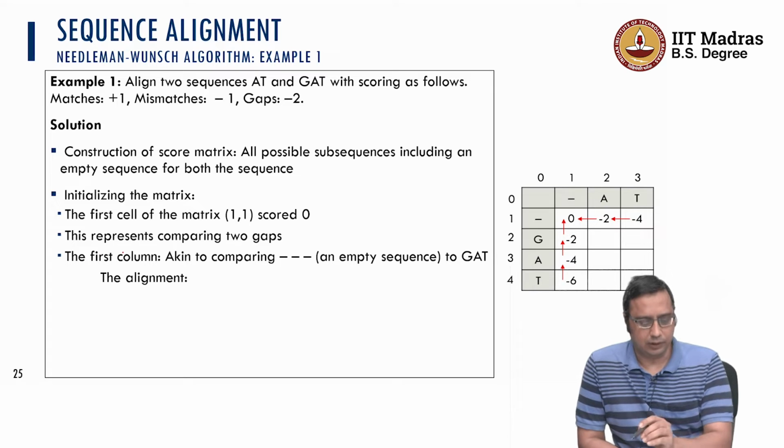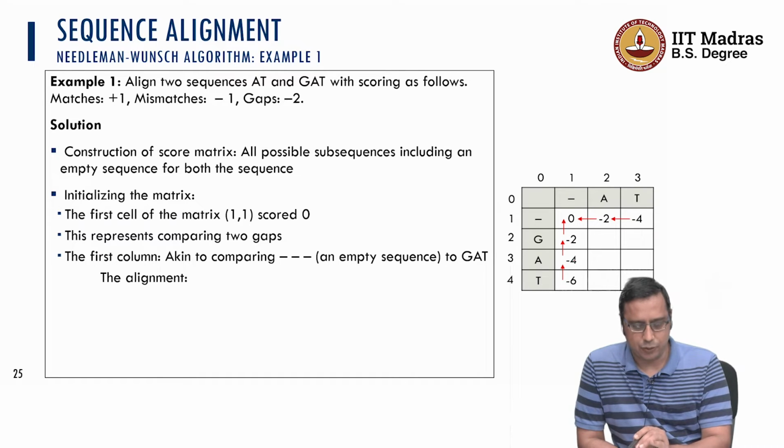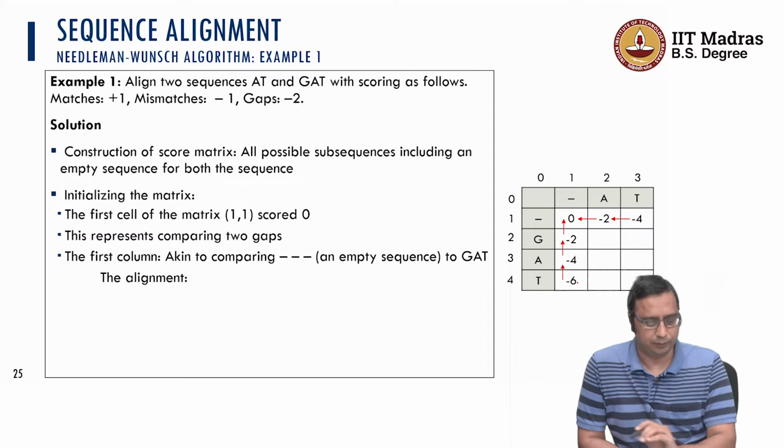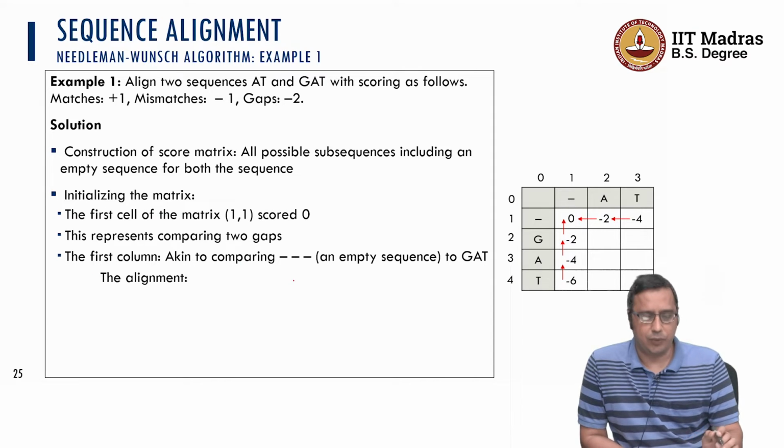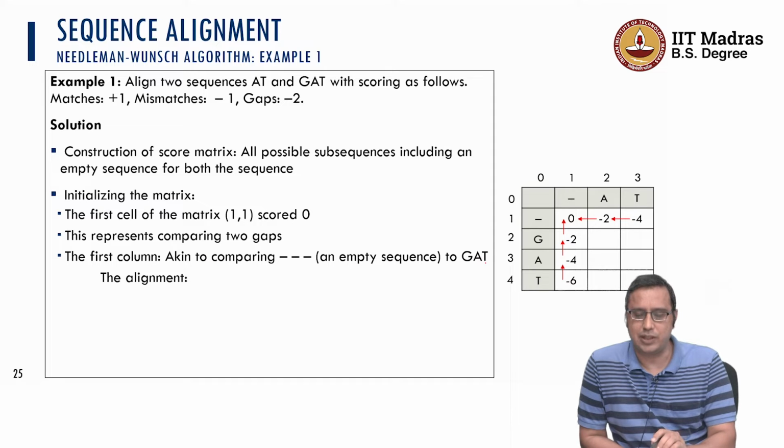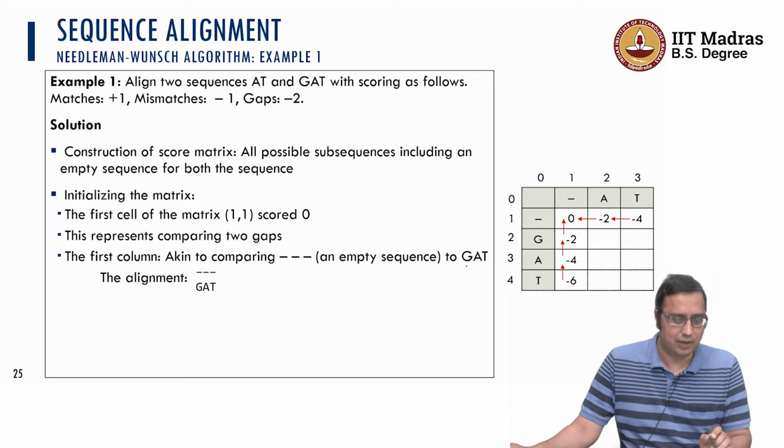So the first column, where you can see -2, -4, -6: the arrow indicates that when I move from 0 to this element, I'm aligning a gap with the G, which is a -2 score. Again, aligning a gap with A is -2 plus -2, which is -4, and henceforth. Hence, in the first column, we are comparing the empty sequence to GAT, and the alignment will look like aligning gaps with GAT.